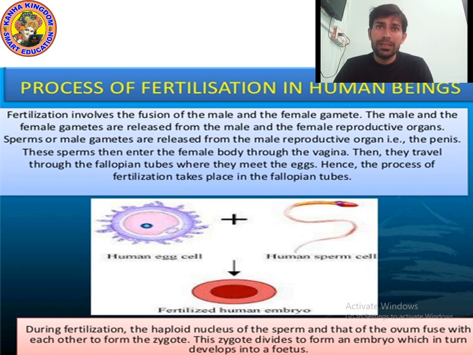Yes, they travel through the fallopian tube, which is also known as the oviduct. So when these male cells reach the female reproductive organ, they travel into the fallopian tube, or oviduct, where they meet the egg. Yes, because the ovary produces the egg, which comes through the fallopian tube.